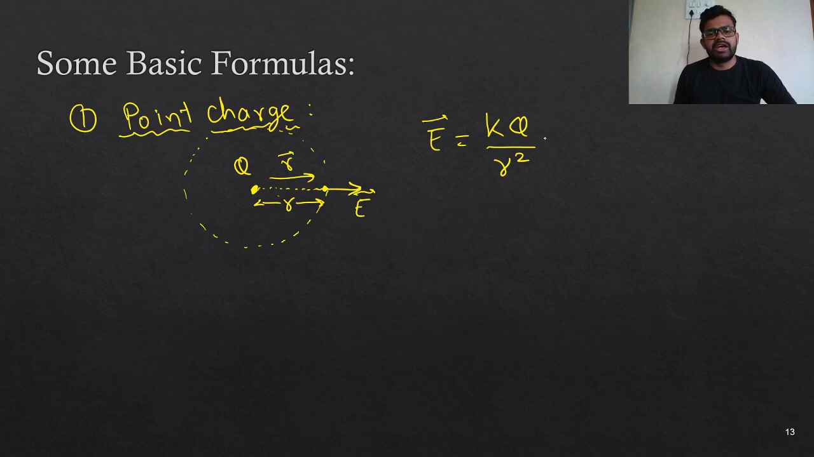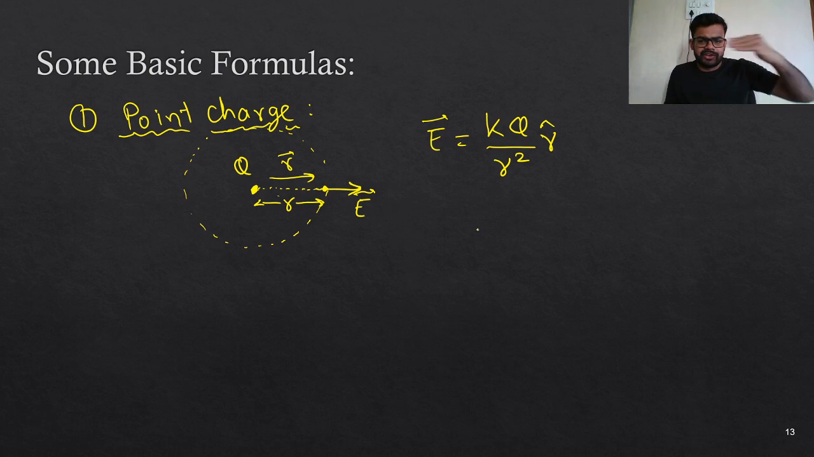So I will write k q r cap divided by r square. Okay, r cap, what is it showing? This is just a unit vector in the direction from charge to the point. So it is just indicating the position of the point with respect to charge q. That's all, my dear friends.